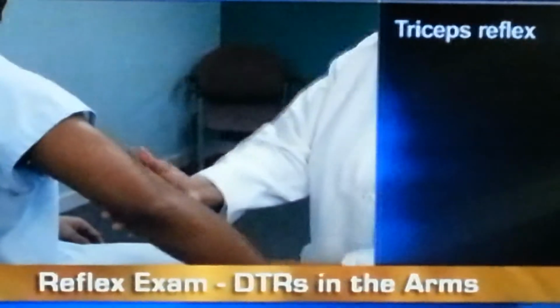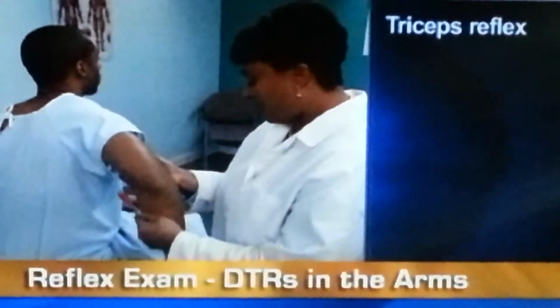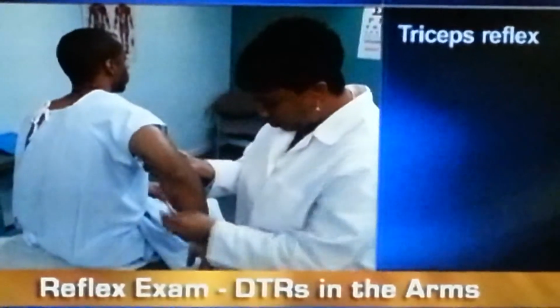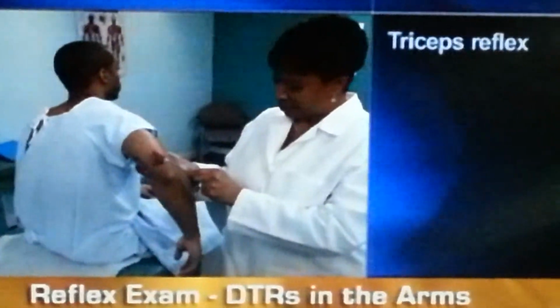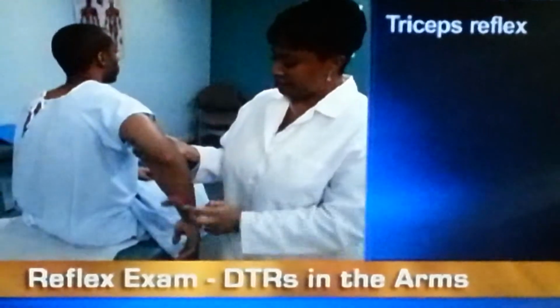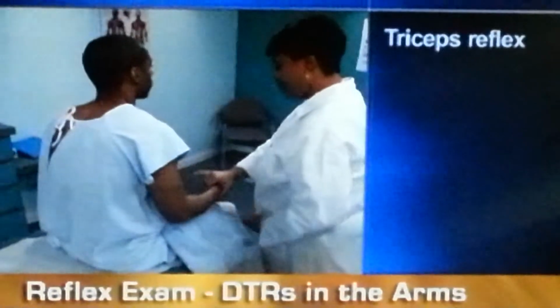Next, test the triceps reflex. Okay, I'm going to check your triceps there. And you can relax your arm, let it bend a little. To do this, hold the person's relaxed upper arm. Then strike the triceps tendon just above the elbow. Okay. The normal response is forearm extension.